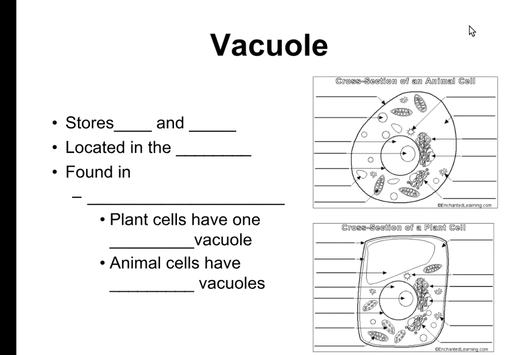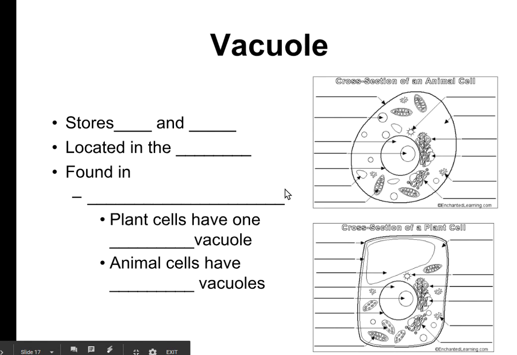The vacuole. The vacuole is right here. Here's the vacuole in the animal cell. There's several little ones. Notice that they're kind of odd shaped. They're not completely spherical like a ball. And this is the vacuole in the plant cell, and there's only one.